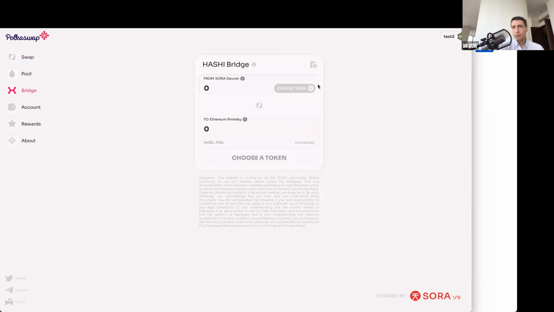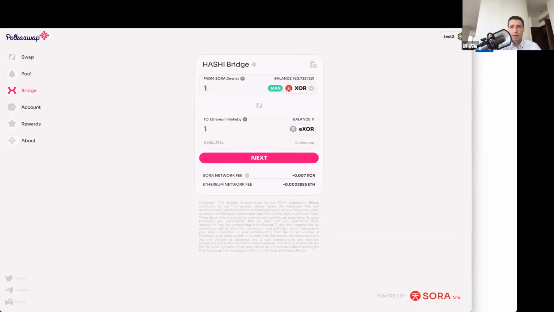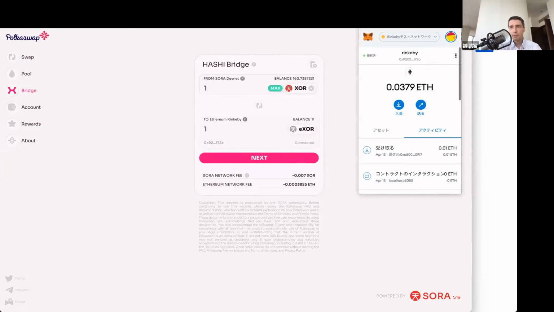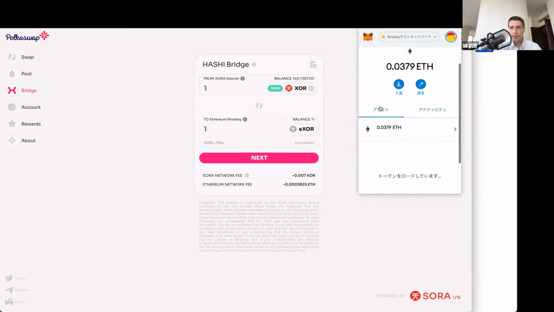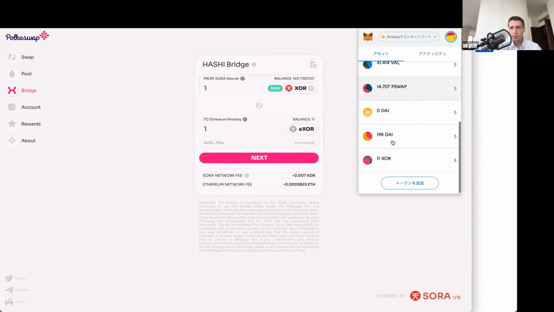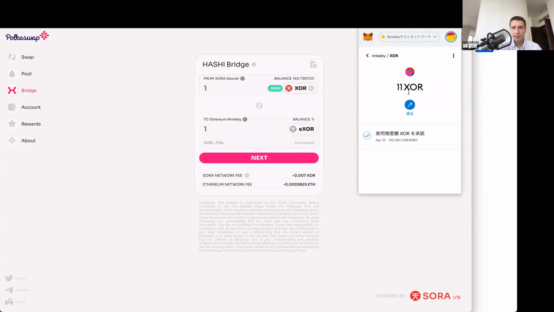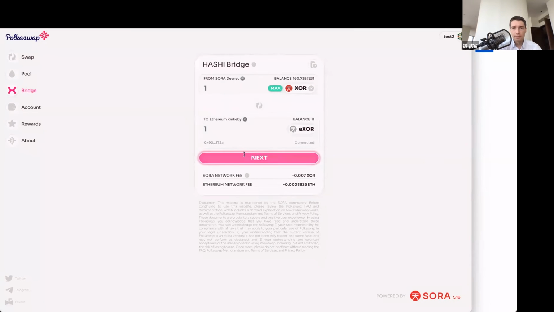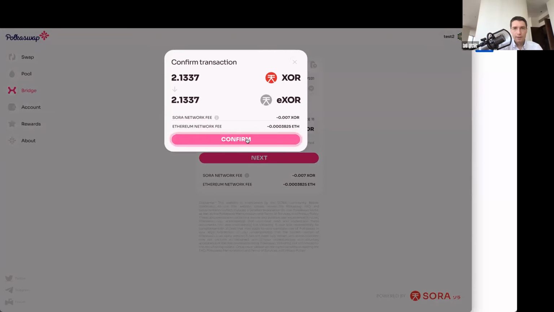We also have a bridge. That's one of the cool things about the bridge. I can move assets that are registered on the bridge from the SORA network to the Ethereum network. The testnet uses Rinkeby, by the way, and there's 2 ZORs. So the dev stand ZOR is this one. So I've got 11 ZOR now. And I can move like 2.1337, so I can hit next and then hit confirm.